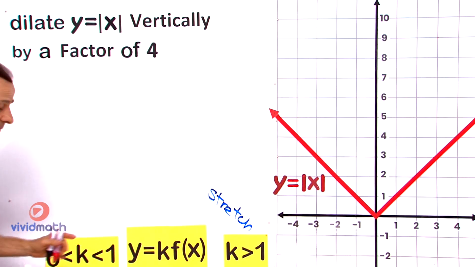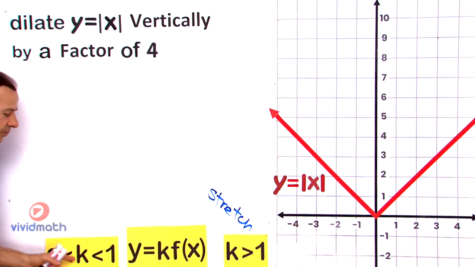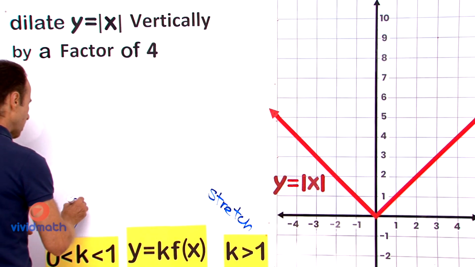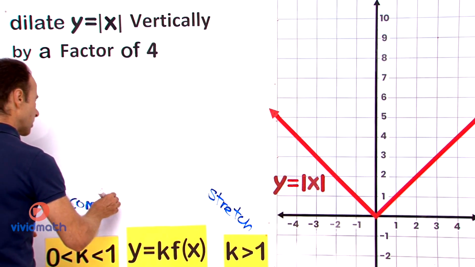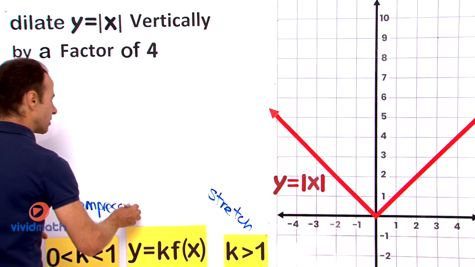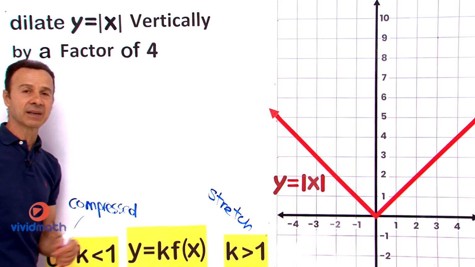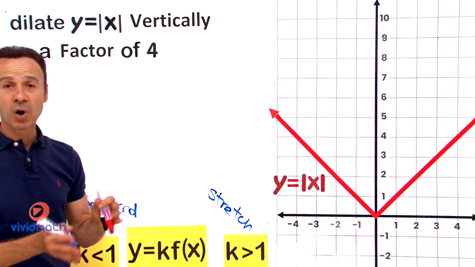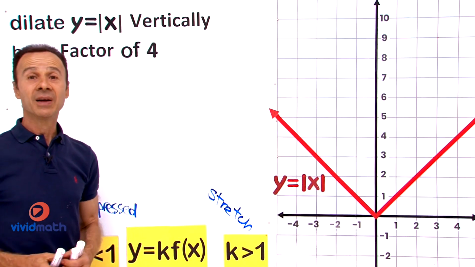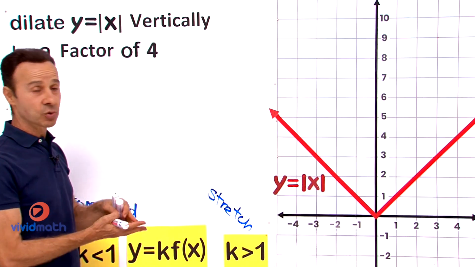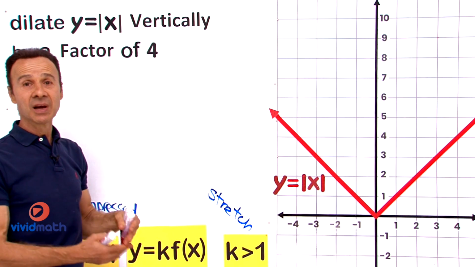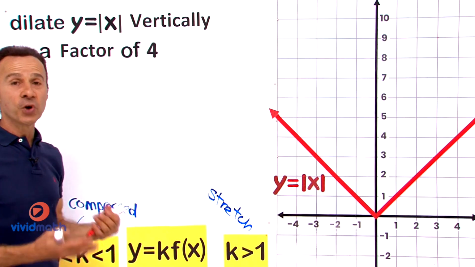Now, if, however, your k value, your vertical scale factor, is between 0 and 1, for example, a fraction, then it's going to be compressed. Does this vertical scale factor k change the shape of the actual function or the graph? Yes, it does. It changes the shape. It makes it taller. It makes it more compressed. It does change it, but in a vertical way.